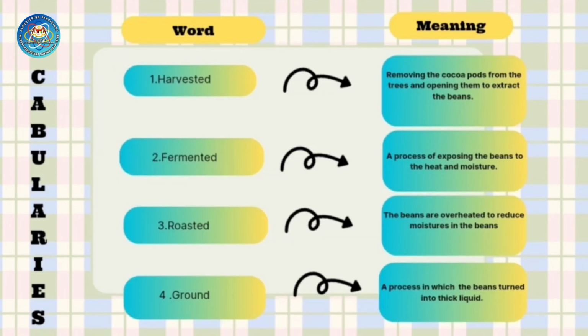Now, let us look at the vocabulary to understand the words in context. Harvested is a process of removing the cocoa pods from the trees and opening them to extract the beans. Fermented is a process of exposing the beans to heat and moisture. Roasted is when the beans are overheated to reduce moisture in the beans, while ground is a process in which the beans are turned into thick liquid.